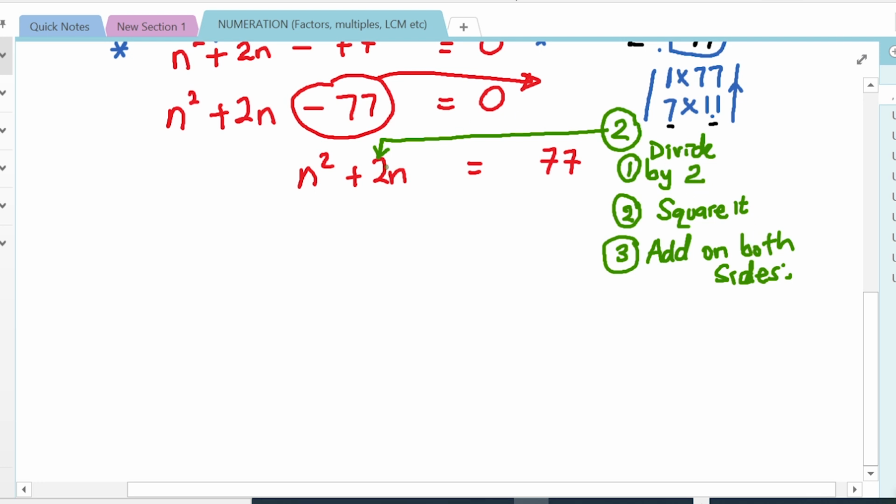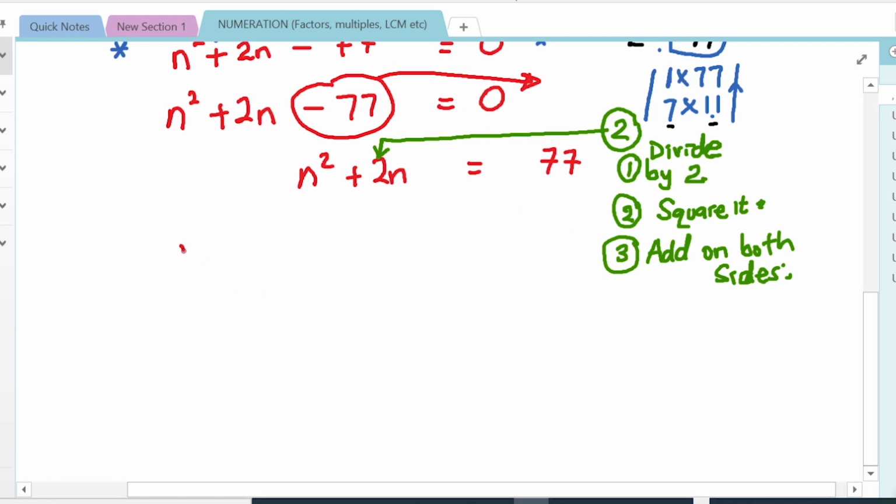Find the coefficient of the unknown n. Divide it by 2. After dividing it by 2, the answer we get, we square it. After squaring it, we add the answer on both sides. So that is what we're going to do here.